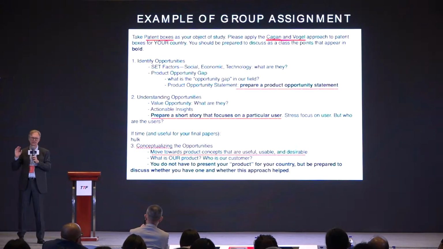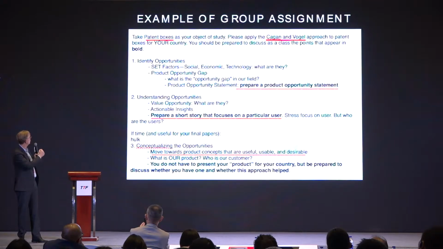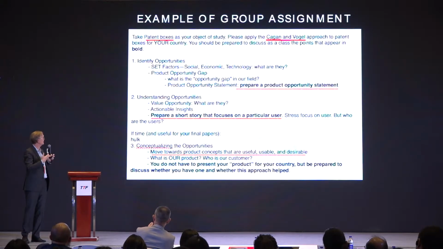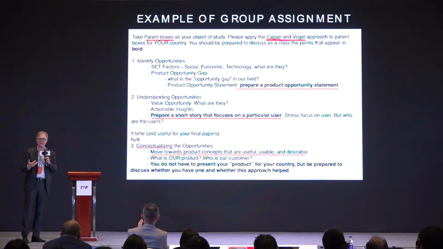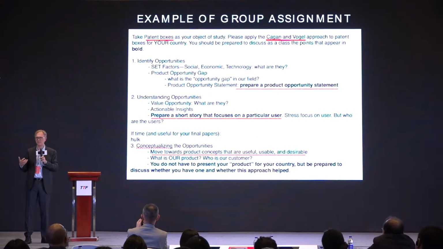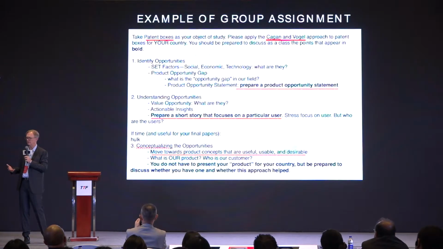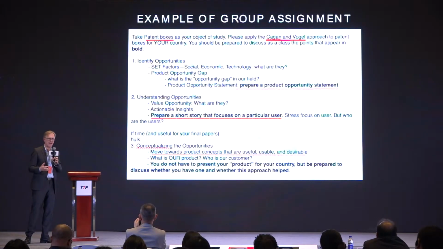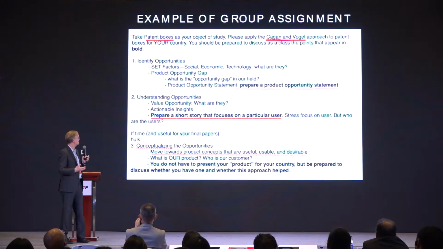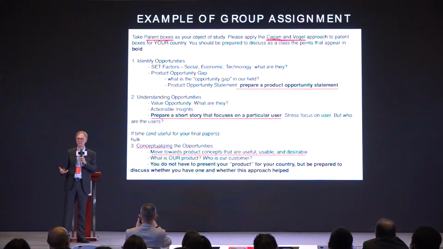And so the question here is, you say, okay, we've got a patent box, and you start out and you identify opportunities. What are the social, economic, and technological factors behind the use of these sorts of patent boxes? What is the opportunity gap? That is, why do these things exist in the first place? Why would you use a patent box? And then I asked them to prepare a product opportunity statement for these patent boxes.